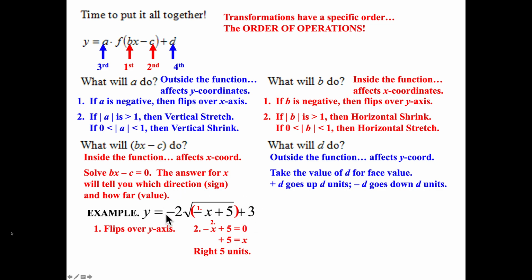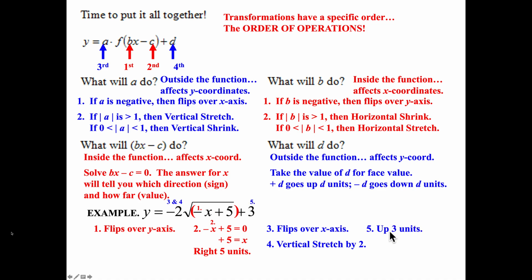Then we go to the outside. Here, we're technically multiplying by 2 numbers, a negative 1 and the 2. So there's really 2 transformations here. So the negative is the 3. That's the flip over the x-axis. And then you look at just the 2. Okay, 2 is greater than 1. That's a vertical stretch by 2. And last but not least is 3 over here, the plus 3.